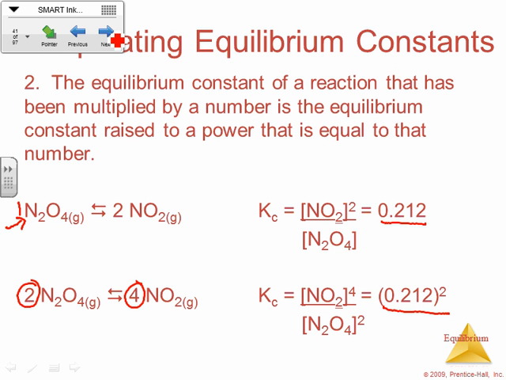So again, with delta H, you multiply the equation by 2, you multiply the delta H by 2. Here, you multiply the equation by 2, you have to square the K. So just keep that in mind.